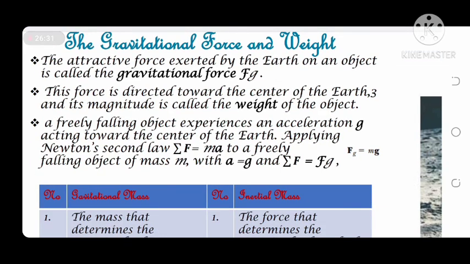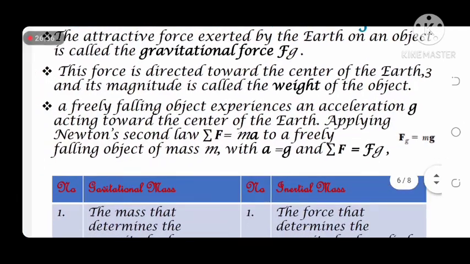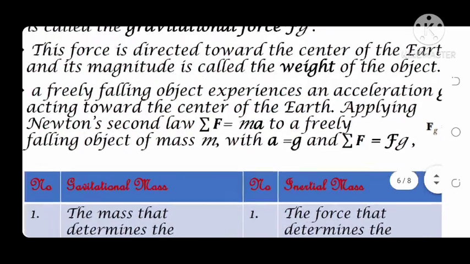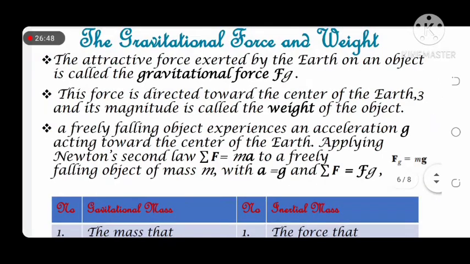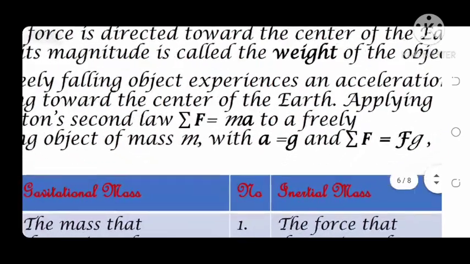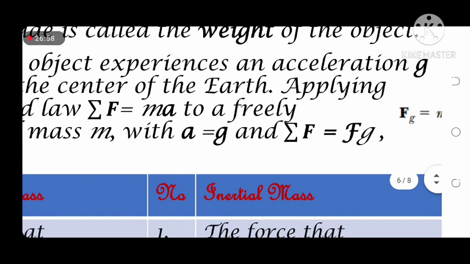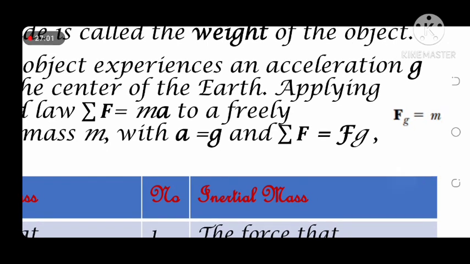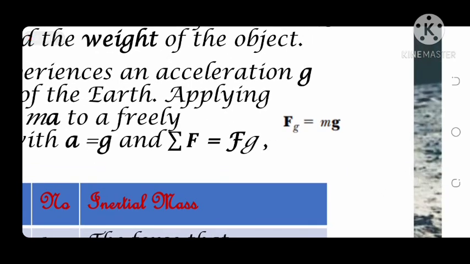A freely falling object experiences an acceleration g acting toward the center of Earth. Applying Newton's second law of motion, that is sigma F is equal to ma, to a freely falling object of mass m with acceleration a equal to g, then sigma F would be equal to Fg, the gravitational force. So we can write it as Fg is equal to mg.